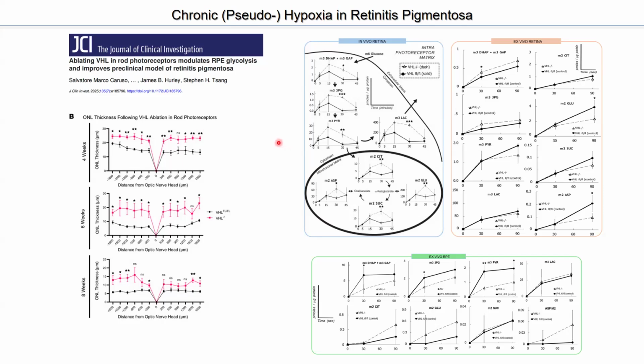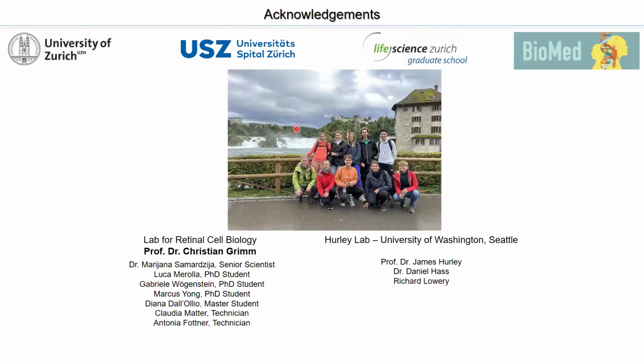So I think it's very interesting that when we want to modulate metabolism, unfortunately it's not as simple as modulating one pathway and then it's done. We need to be mindful that long term there could be consequences when we start to play with metabolism. And with this, I would like to conclude my talk.